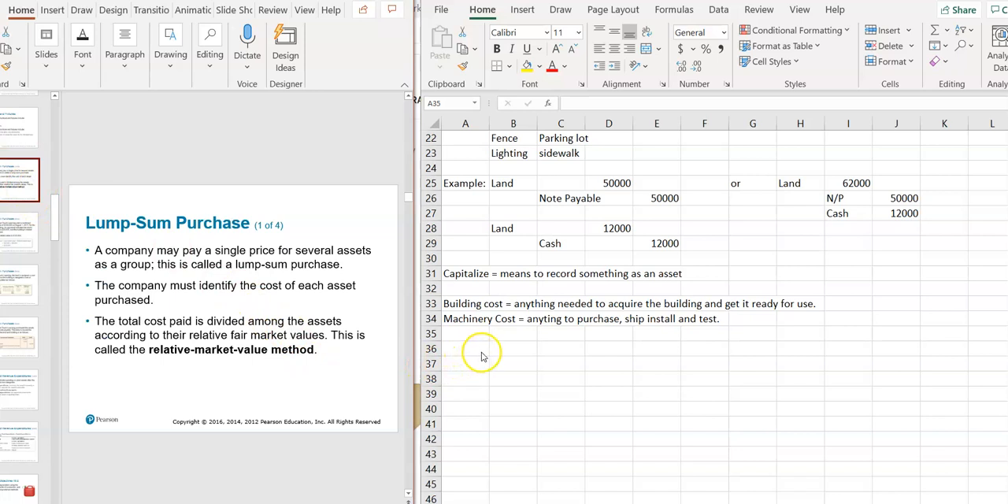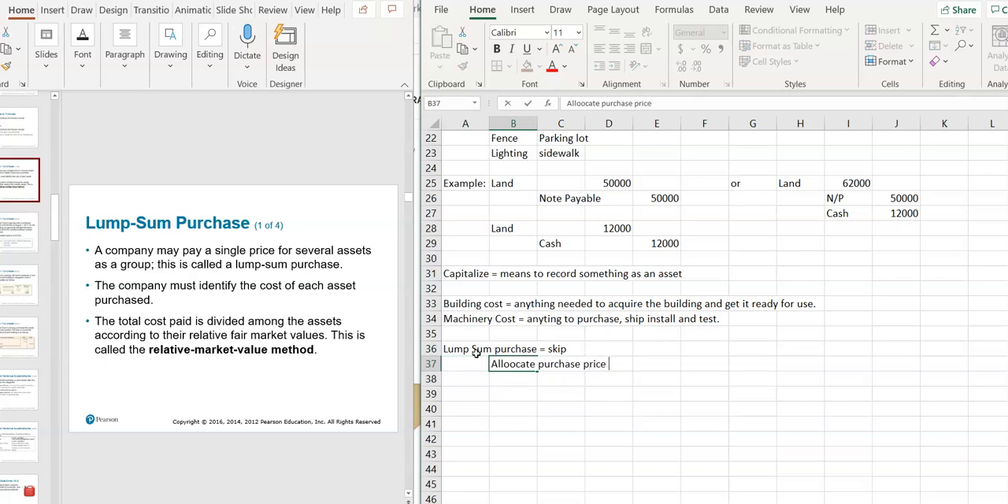All right, sometimes you may pay things in a lump sum. We're going to skip this, okay? You do not need to know lump sum. But basically, you allocate it based on fair market value. Allocate purchase price based on fair value. We'll do this in intermediate if you're an accounting major.